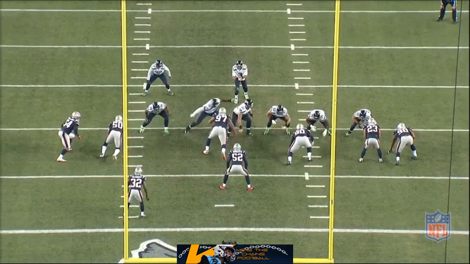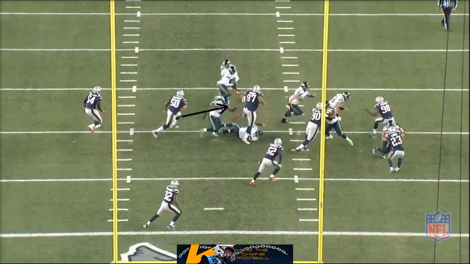We see that the end crashes down to chase the running back, which normally means that the quarterback keeps the ball. But in this case, even if the quarterback keeps it, he's going to get tackled by an unblocked defender, which is why he has to hand this ball off even if the defensive lineman was initially the read man.